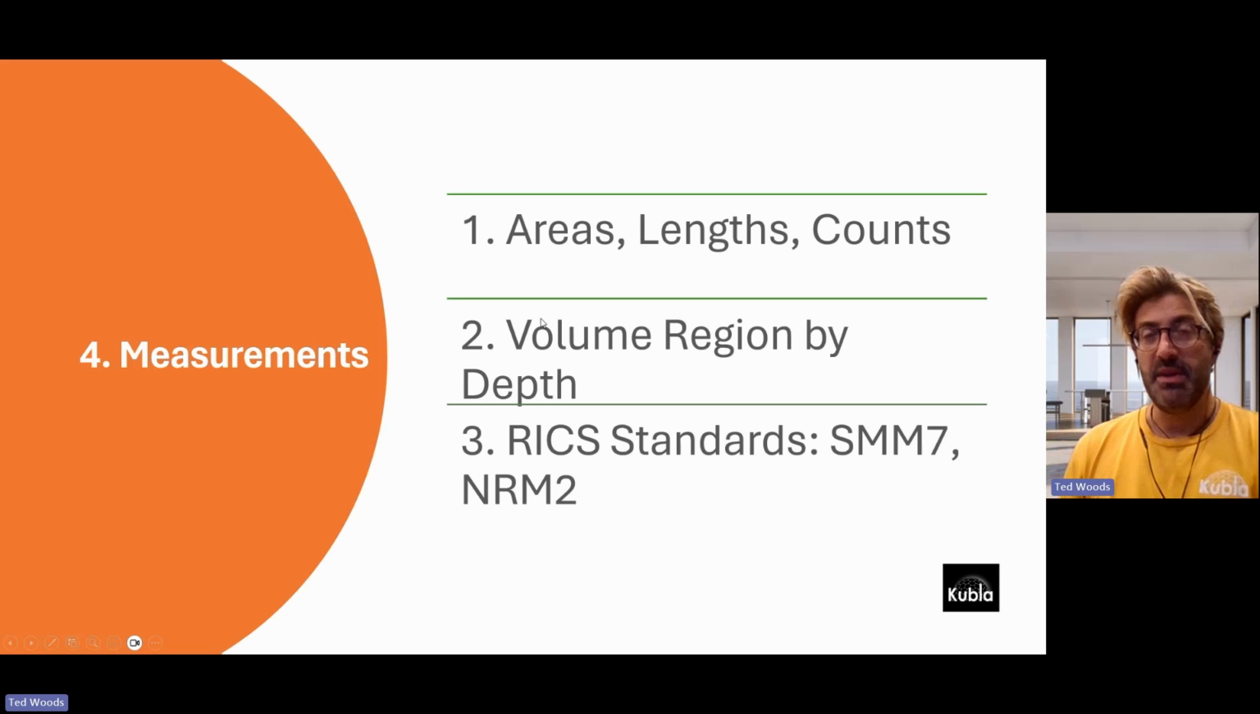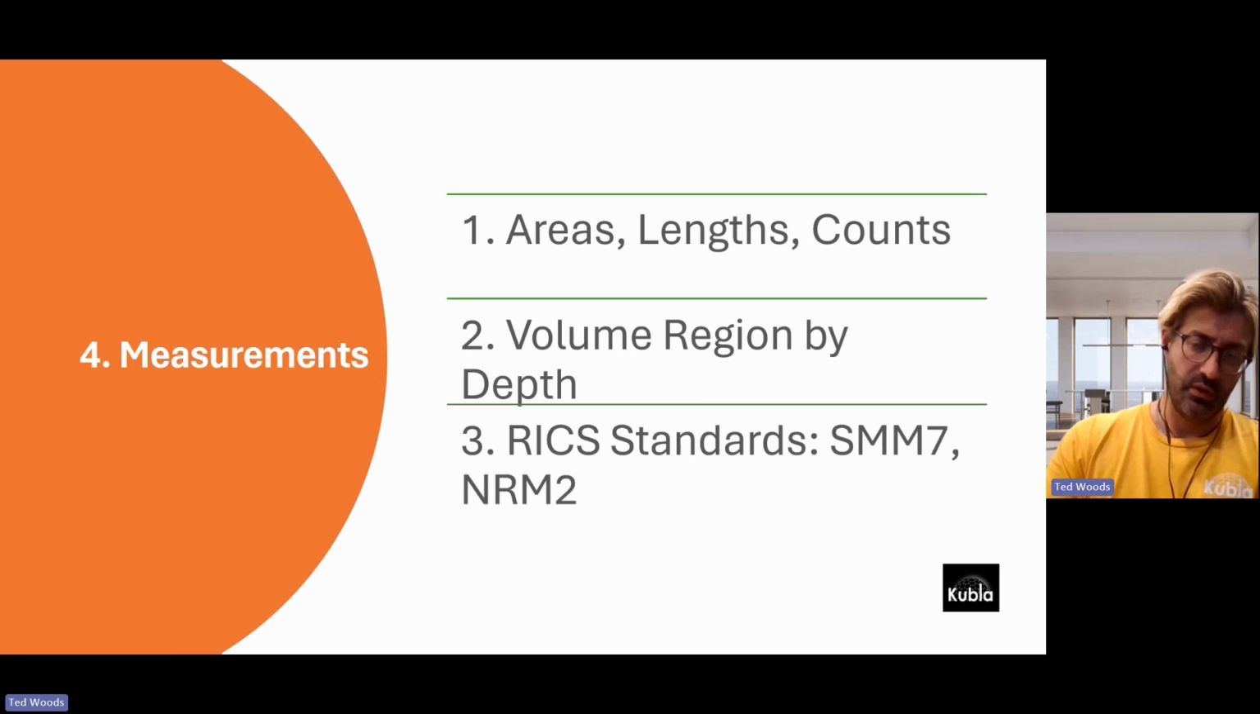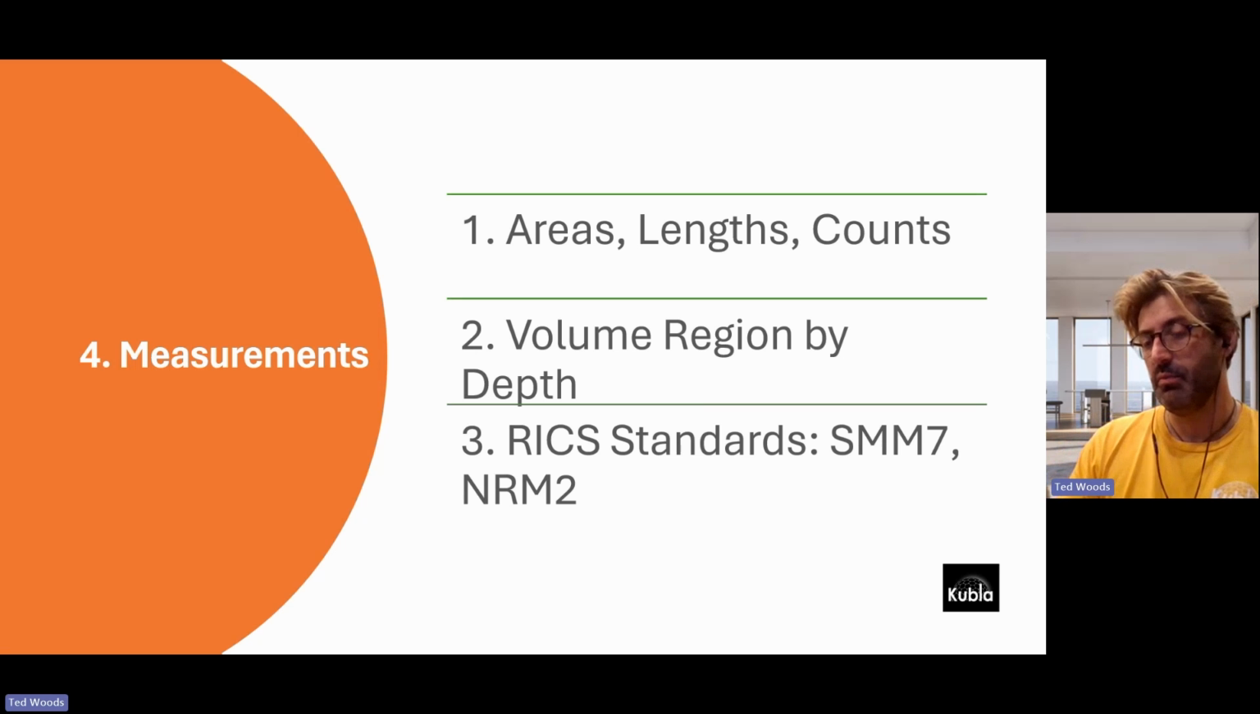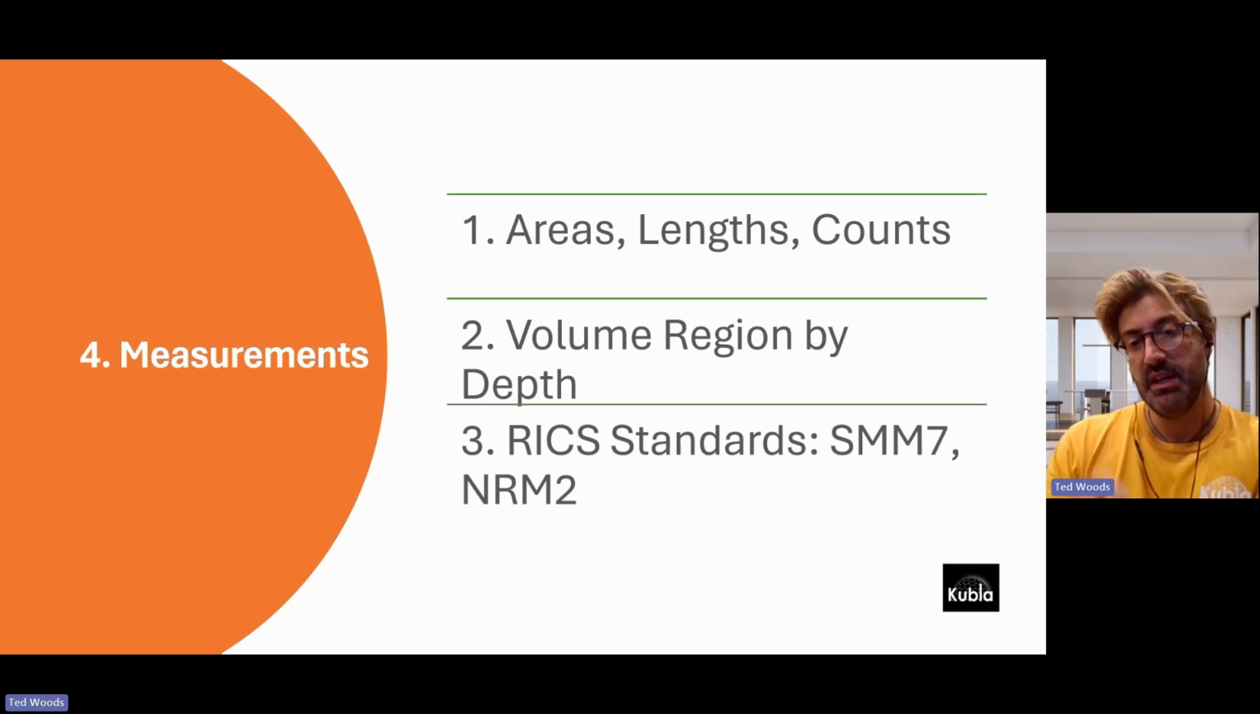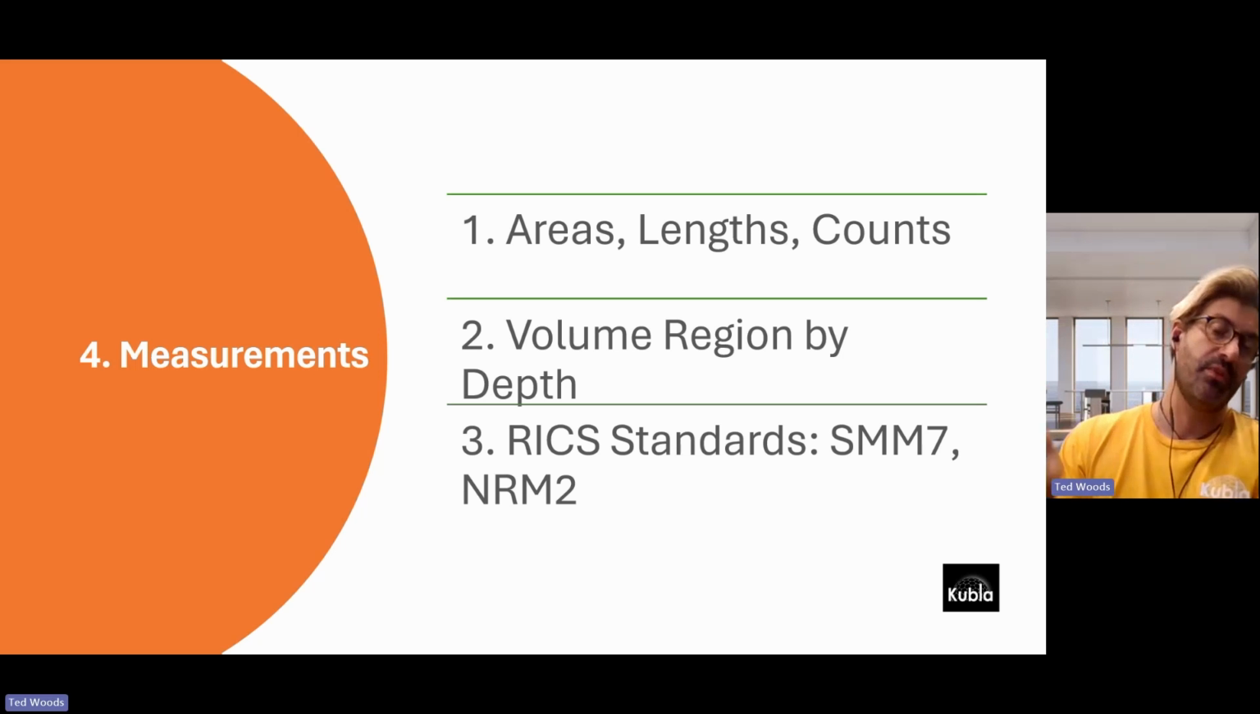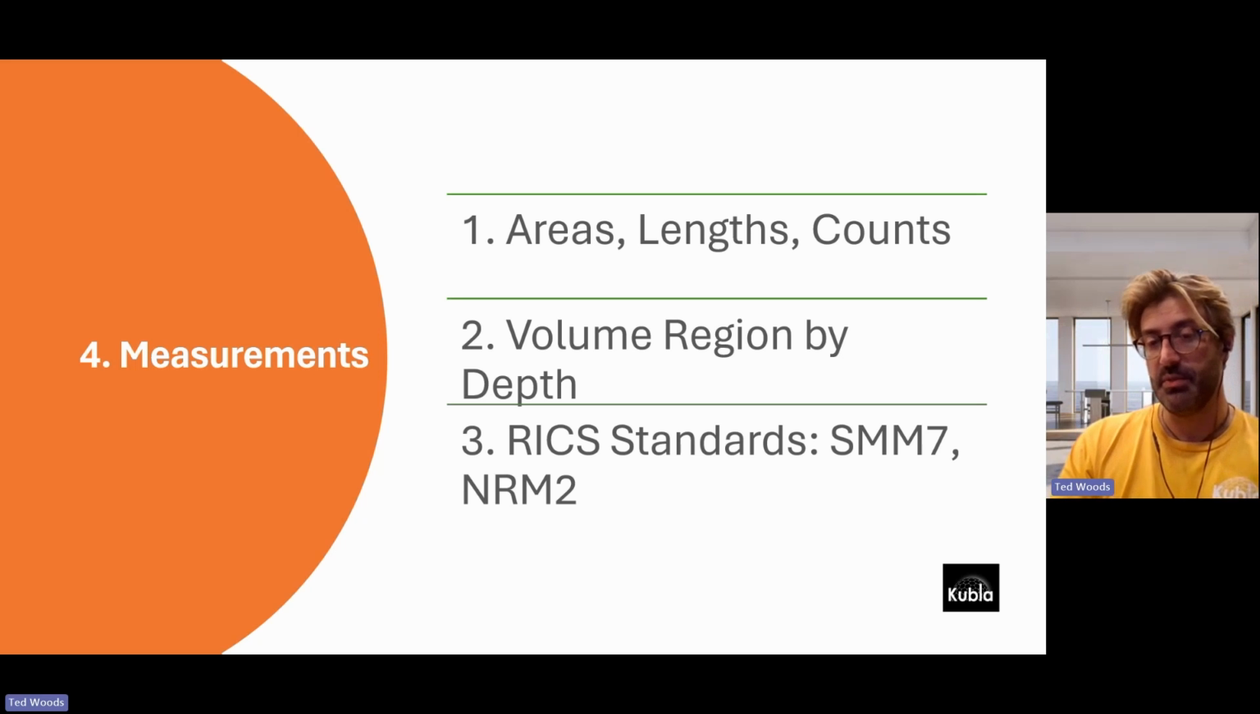So the measurements in Kubla Cubed have always been a bit simple. We had area, lengths and counts, but you couldn't group them. That would be quite a frequent request, which we have fixed, and I'll show that. We've also designed a new system which can report volume regions by depth. So you can say, tell me all the regions where cut is 1 foot to 2 foot, for instance, and it can report that region separately and then a remainder for the rest of the project.